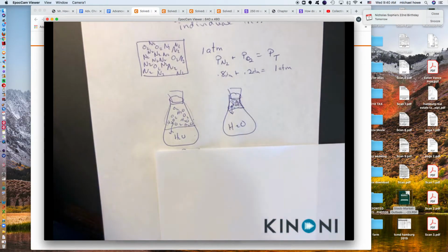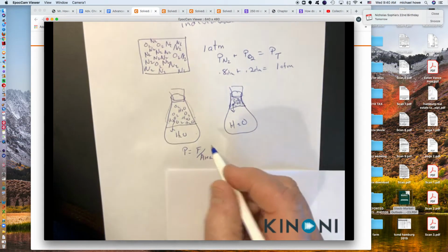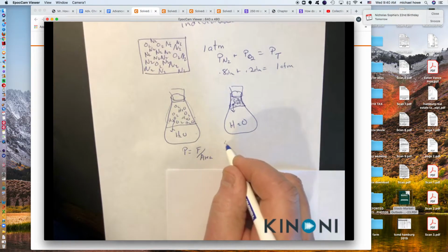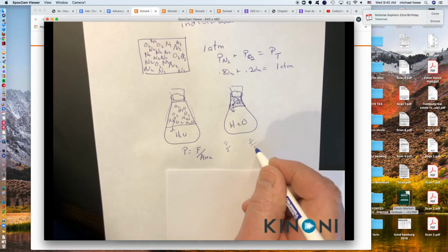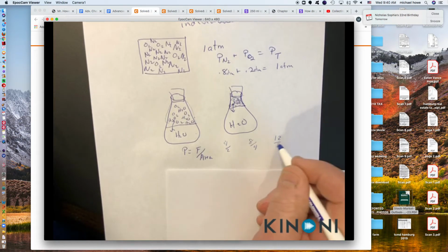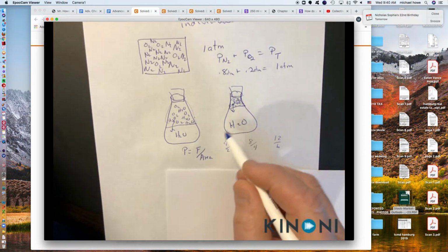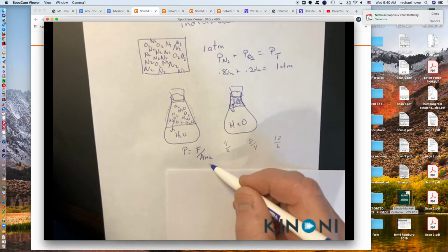Okay, remember, pressure is force per unit of area. So the ratio, like if you have 4 divided by 2 compared to 8 divided by 4 compared to 12 divided by 6, they're all equal to 2, aren't they? So as the force goes up, the area goes up, the ratio stays the same.